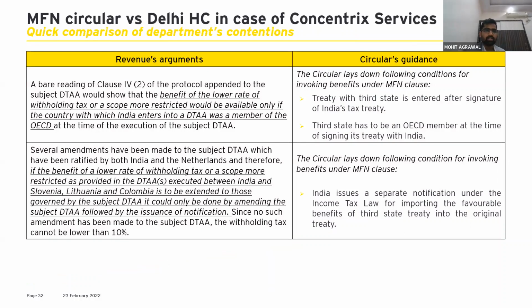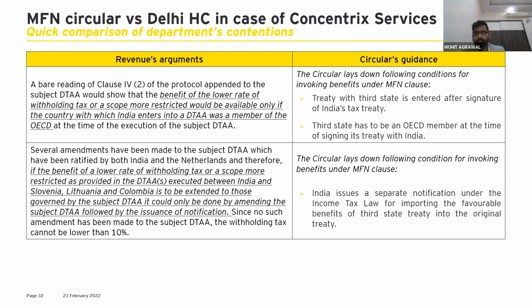I think one comparison that we have made, a quick comparison, is between the arguments put forth by the department in the case of Concentrix and the circular. Those are two aspects we want to compare here, and they are pretty much similar. If you look at how the revenue framed its argument before the Delhi High Court, they had argued that the benefit of the lower rate of withholding or the restricted scope would be available only if the country with which India enters into a DTAA was a member of the OECD. That's how the revenue framed the argument, and the same has been reciprocated in the circular's guidelines as well.